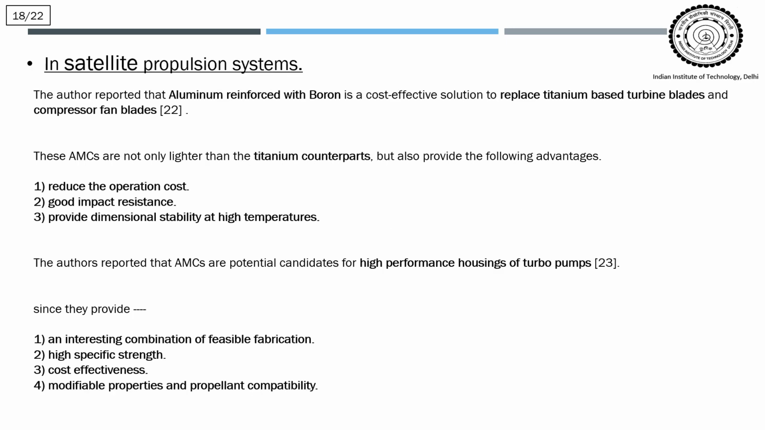The next application is in satellite propulsion systems. Titanium based turbine blades and compressor fan blades can be replaced for cost effectiveness by aluminum reinforced with boron. These aluminum matrix composites are not only lighter than the titanium counterparts but also provide advantages such as reduced compression cost, good impact resistance, dimensional stability at high temperatures, etc.